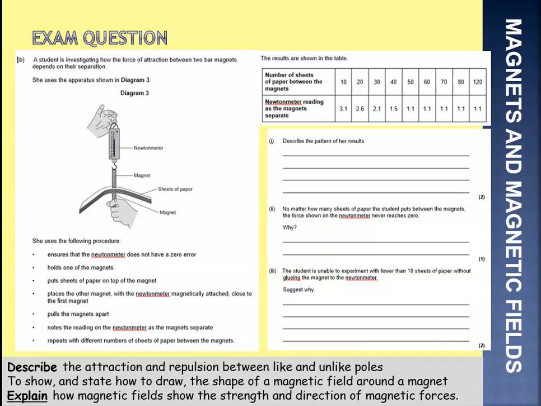Next one, the student's investigating how the force of attraction between two bar magnets depends on the separation. She uses this following procedure. So she has the Newton meter, a magnet, some sheets of paper in between, and a magnet underneath. She ensures the Newton meter doesn't have a zero error. She holds one of the magnets and puts sheets of paper on top of it. Places the other magnet with the Newton meter magnetically attached close to the first magnet, pulls them apart, and notes the reading on the Newton meter when they separate. She repeats that with different numbers of sheets of paper. Results are in the top right hand corner. Okay, pause it while you have a look at those results and attempt the questions.